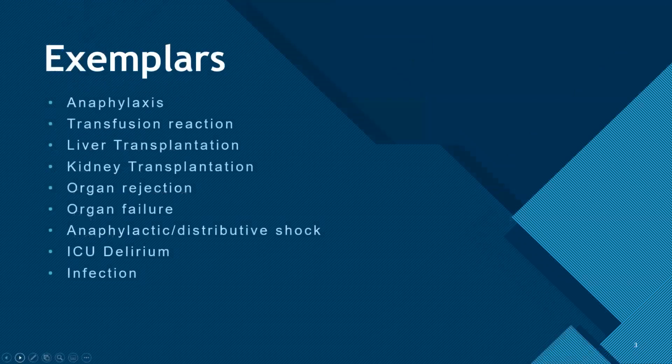So some of the exemplars: anaphylaxis, transfusion reactions. We're going to review liver transplantation, kidney transplantation, that organ rejection, organ failure. Then anaphylaxis is associated with distributive shock. ICU delirium, which I actually pushed further, so you won't have that in this section. And then infection. So you have two chapters that you're supposed to review, 16 and the infection chapter. So make sure you do review that information, reread it, because it's really the backbone to immunity.